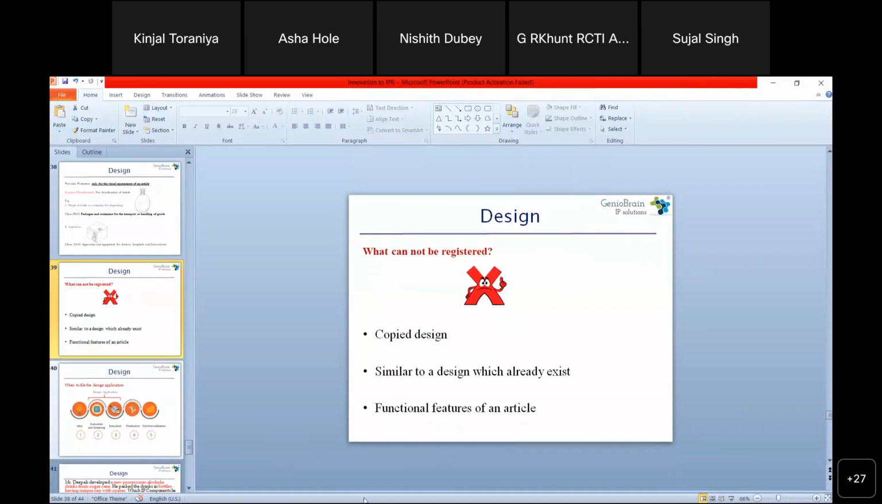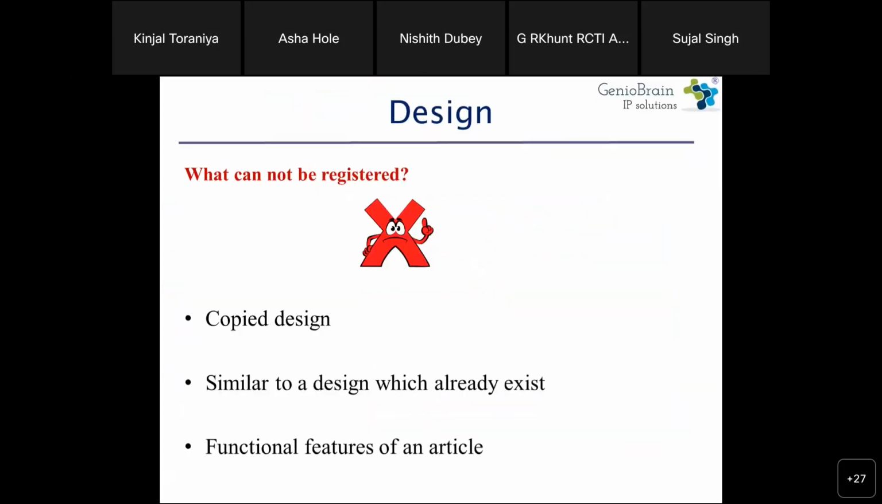Again, copied designs are not protected. Simply similar designs, if they already exist, are not protected through a design application. And functional features of an article are not protected. Functional features are covered through a patent. आपका working model जो है वो patent से cover होगा. Physical appearance and visual appearance are covered through a design.